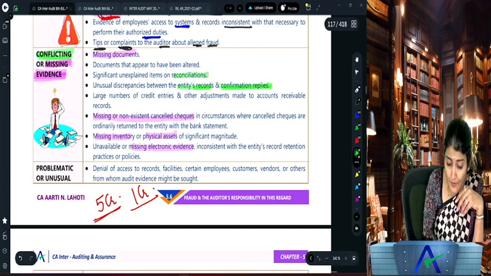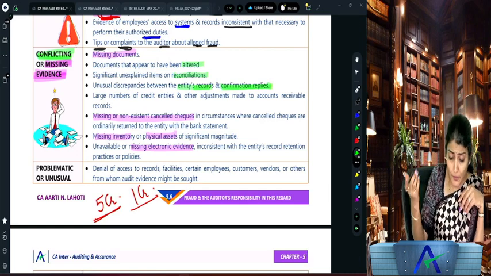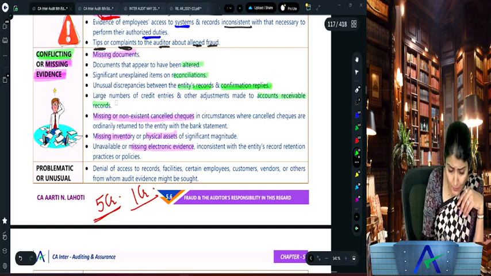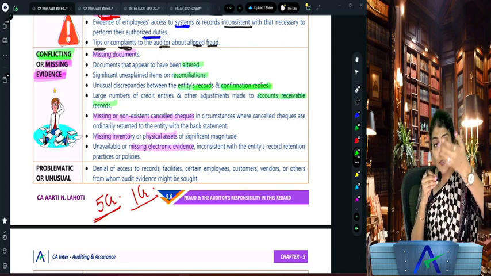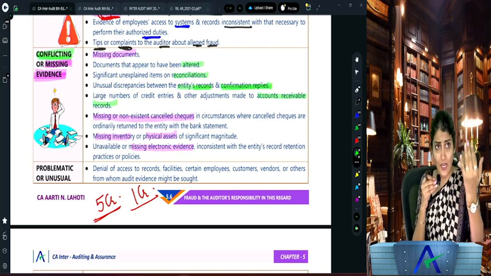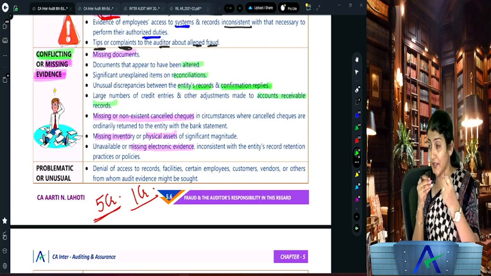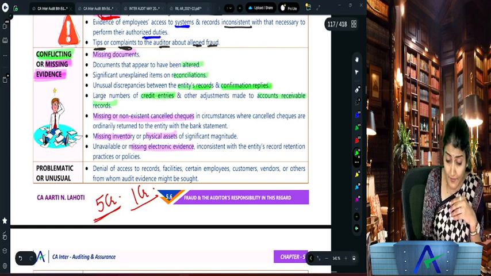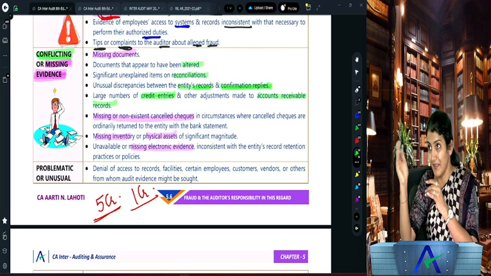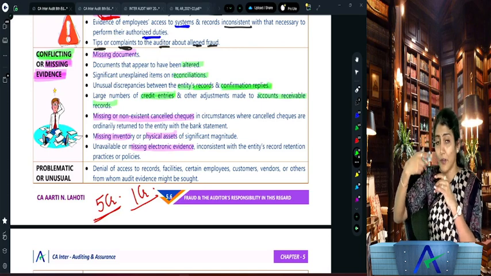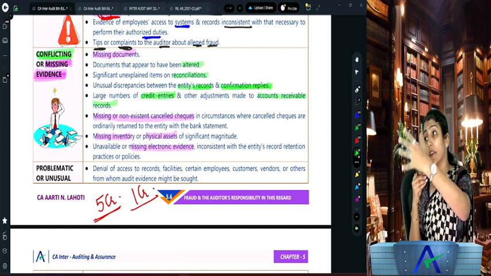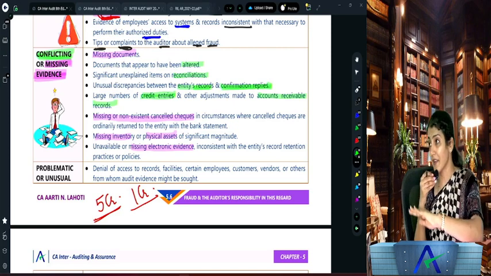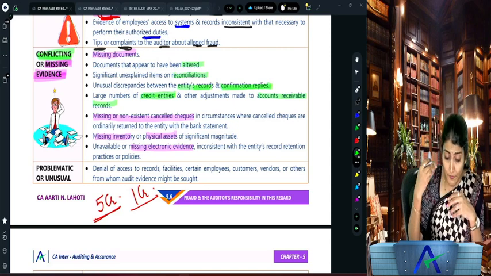Then there are significant items on the reconciliation. Then documents which appear to have been altered. Then large number of entries being made to the accounts receivable. Large number of credit entries. Generally, the debtors account we debit. We show it as a receivable from the debtor. But now what they are doing is a lot of credit entries. That means sales and now sales return. You understand? First they recorded sales, and at that time what entry was passed? The debtors account debit to sales account. And then later on reversing all those entries, so sales return to debtors account. Are you understanding? So large number of the credit entries.